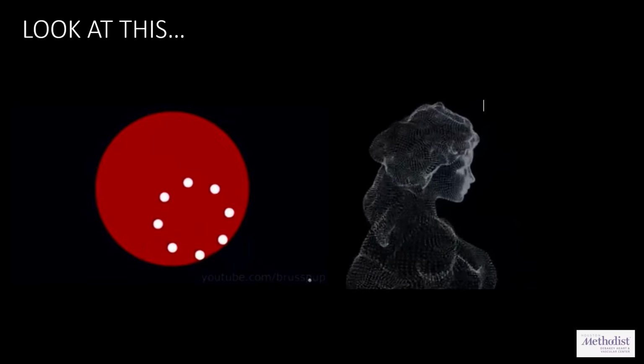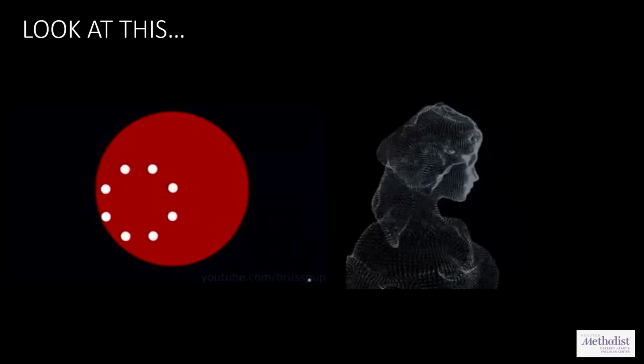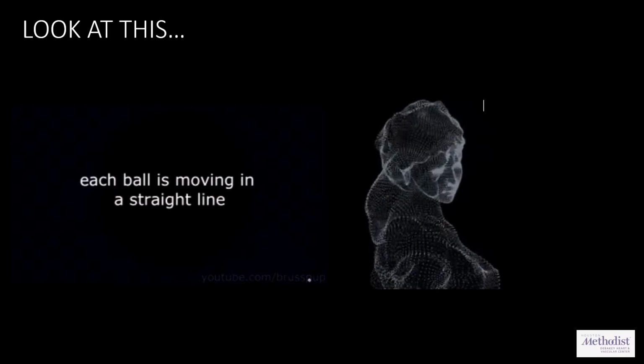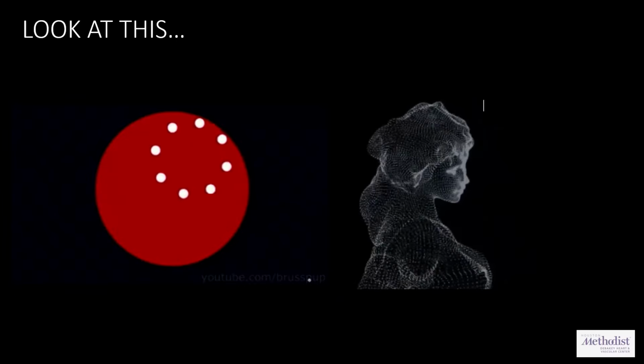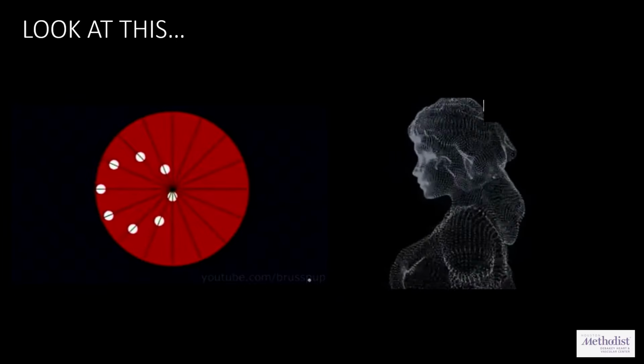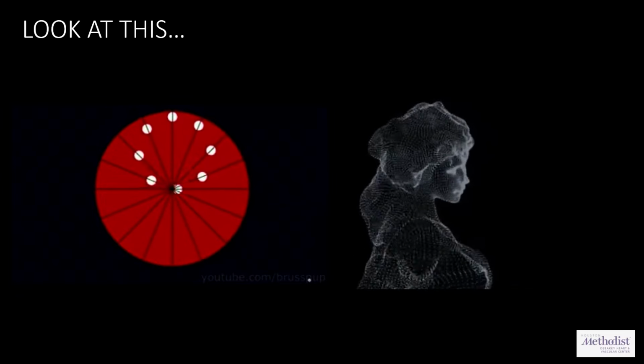Are all these balls moving in a circle? Let's see. Can you guess which way this one is actually moving? If we go back to the first one, actually all these balls are moving in a straight line, right? Can you imagine that? What am I trying to do here?